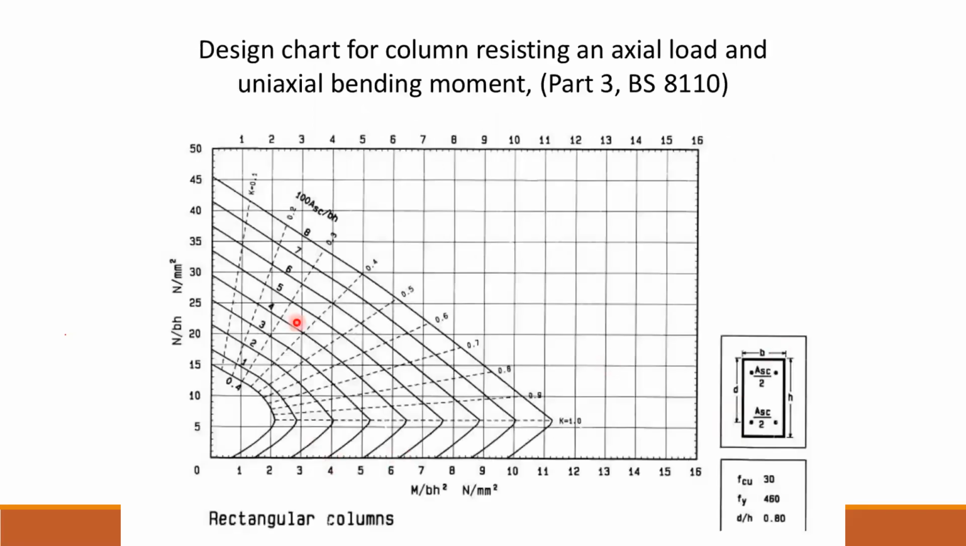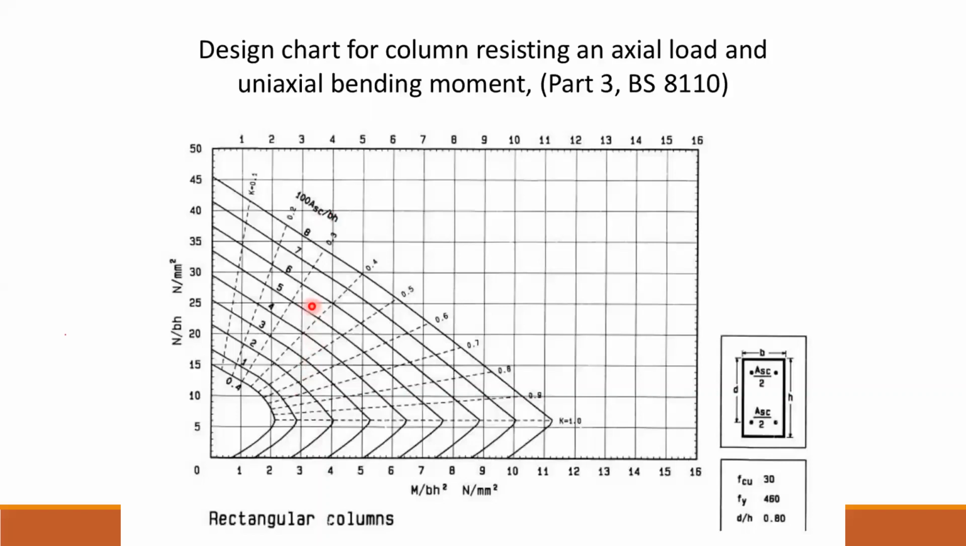These are the tables that are derived from the equation. Design charts for columns resisting axial load and uniaxial bending moments. So if any column is subjected to a bending moment, here you have this axis as M over bh squared, and this is N over bh. Likewise you can count here, and here you will see the 100 Asc over bh.